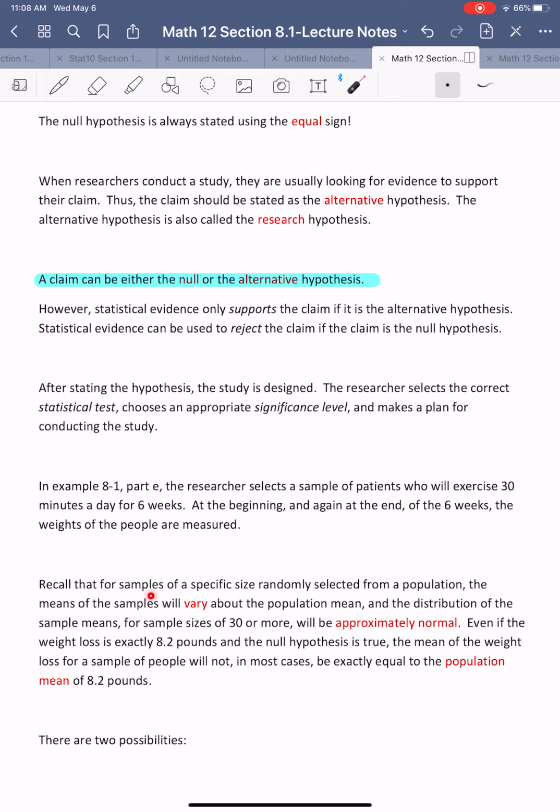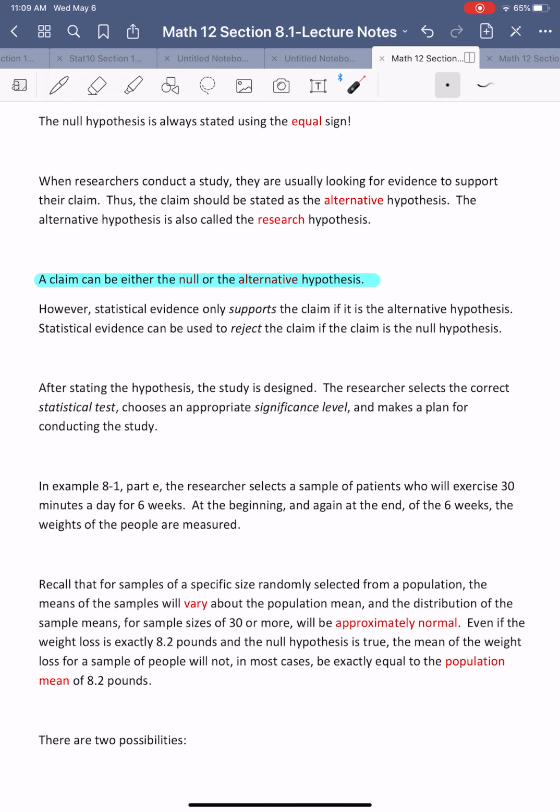Because the sample of a specific size is randomly selected from a population, the mean of the sample will vary about the population mean, and the distribution of the sample mean for a sample size of 30 or more will be approximately normal. Even if the weight loss is exactly 8.2 pounds and the null hypothesis is true, the mean weight loss for the sample of people will, in most cases, not be exactly equal to the population mean of 8.2.